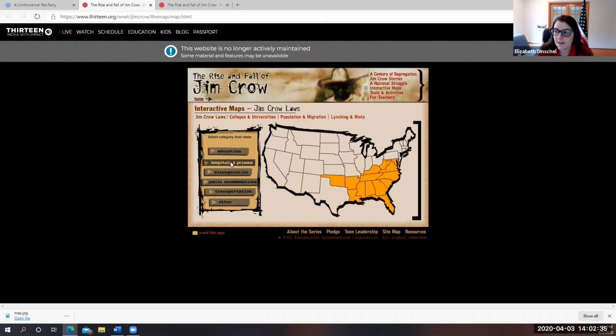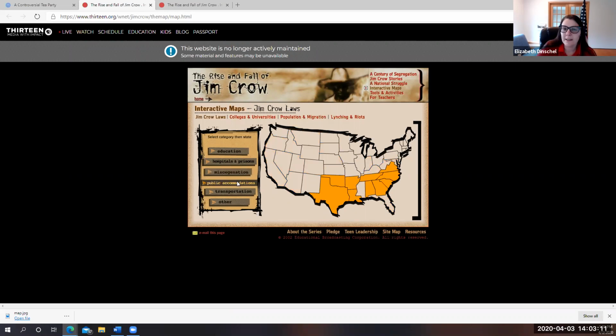Hospitals and prisons, a little less. So what this is talking about is the law between people of different races getting married. That means that if you are two different races, you can't get married across all of these states. I want you guys to think about something else too while I'm showing you this, because there are states out west that have some of these segregation laws. Can anybody take a guess who those laws applied to? What groups of people?